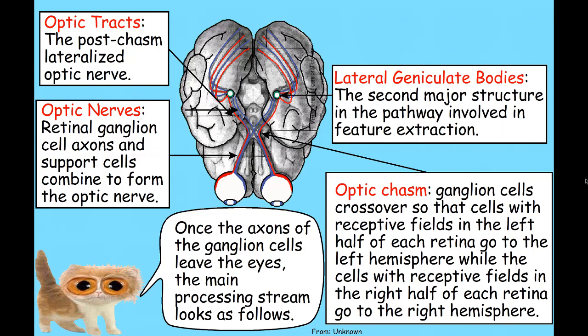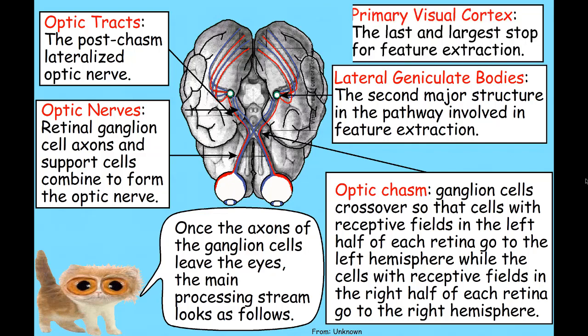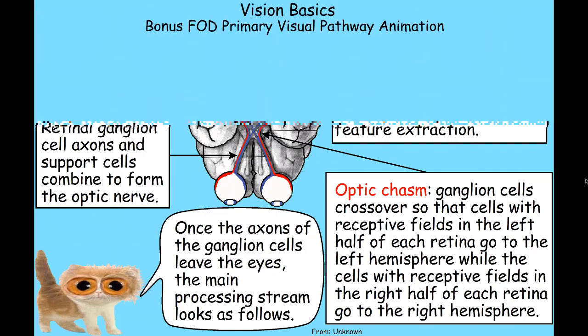And they synapse onto, they transfer their information to the lateral geniculate bodies, which is our second major structure in the pathway involved in feature extraction in our primary visual pathway. We'll talk about the lateral geniculate nucleus, and then we'll talk about where cells from the lateral geniculate nucleus transfer their information, i.e. the primary visual cortex, the end of the primary visual pathway.